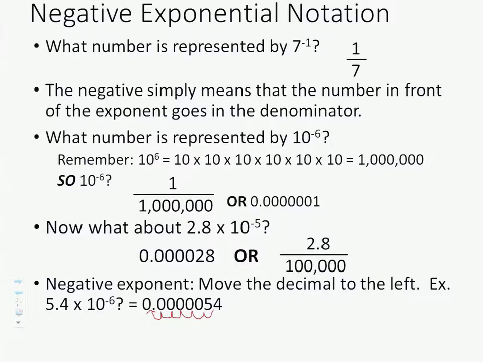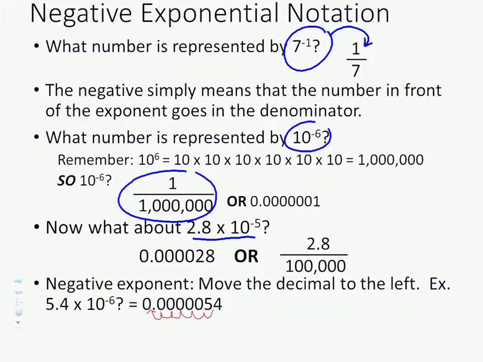Remember that 7 to the -1 is the same thing as 1 over 7. So whenever you've got 10 to the -6, what you've got is 1 over 1 million, or 1 over 10 times 10 times 10 times 10 times 10 times 10. Okay? So when you have 2.8 times 10 to the -5, that's the same thing as saying 2.8 divided by 100,000 on the bottom. Or 0.000028. Okay? So that's literally the mathematics happening whenever you've got exponential notation.